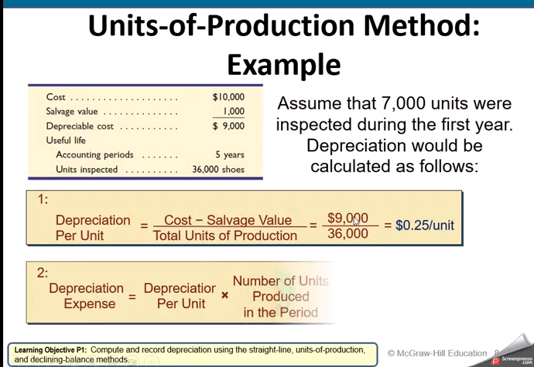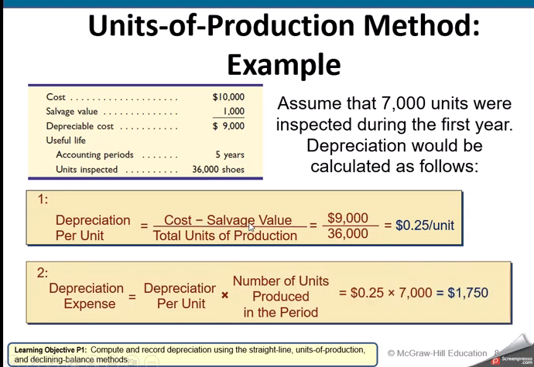So the top of it's $10,000 minus the $1,000 salvage value. So it's still $9,000 on the top. But now we're going to divide it by 36,000 shoes is what this one is. So then we're going to charge off 25 cents for each shoe that we produce. So we've got 25 cents times 7,000 shoes that were inspected.